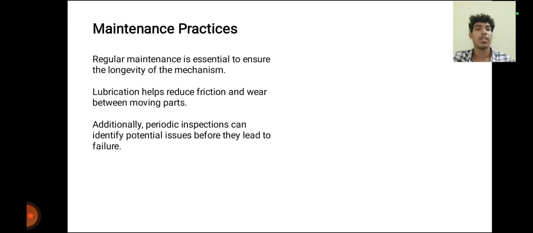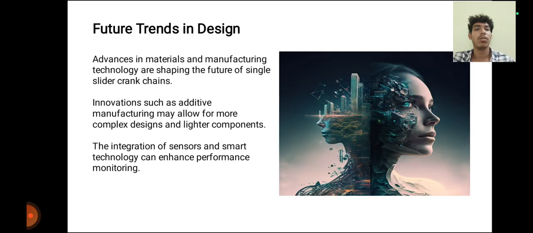Maintenance practices. Regular maintenance is essential to ensure the longevity of the mechanism. Lubricants help reduce friction and wear between moving parts. Additionally, periodic inspection can identify potential issues before they lead to failure.